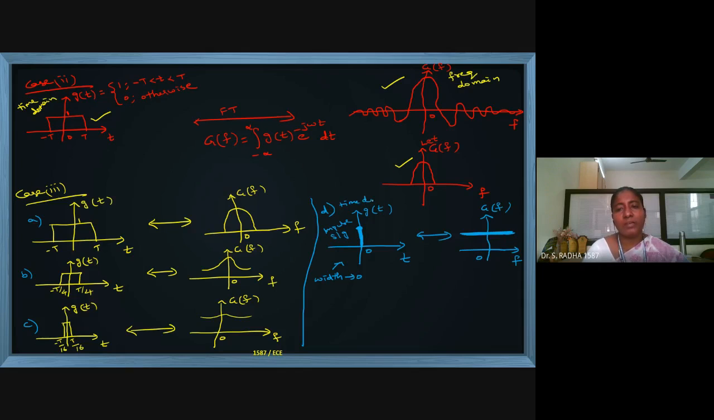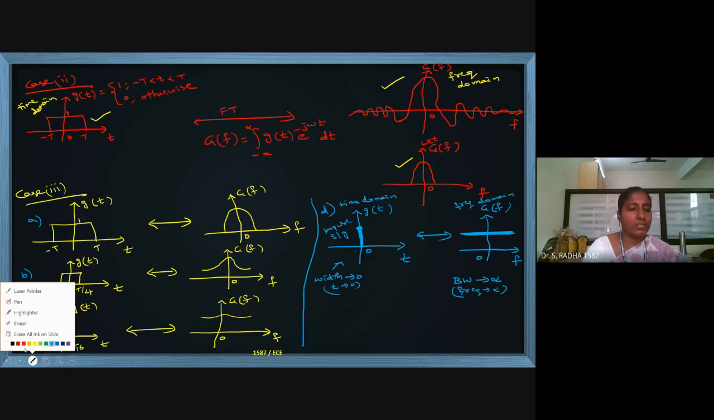This is the time domain, and this is the frequency domain. In the frequency domain, bandwidth is infinity. Here width approaches 0, which means time approaches 0. On the other side, bandwidth is involved with frequency only, so frequency approaches infinity in the frequency domain. So this is what we observed here.